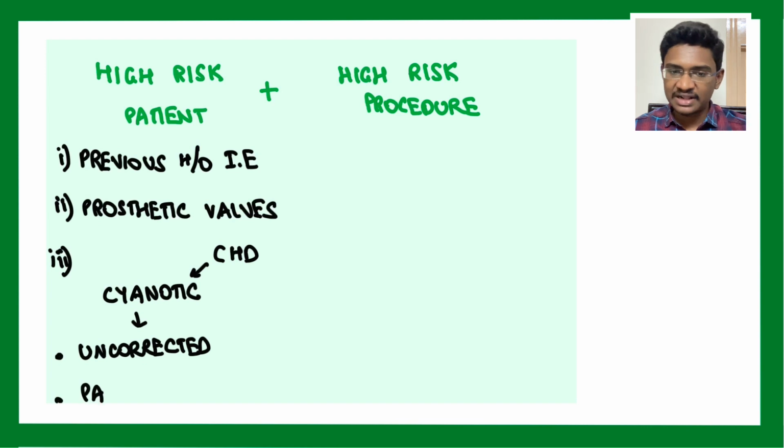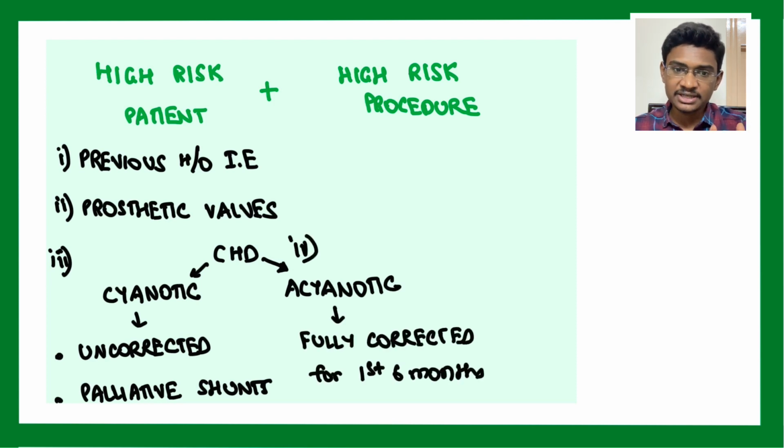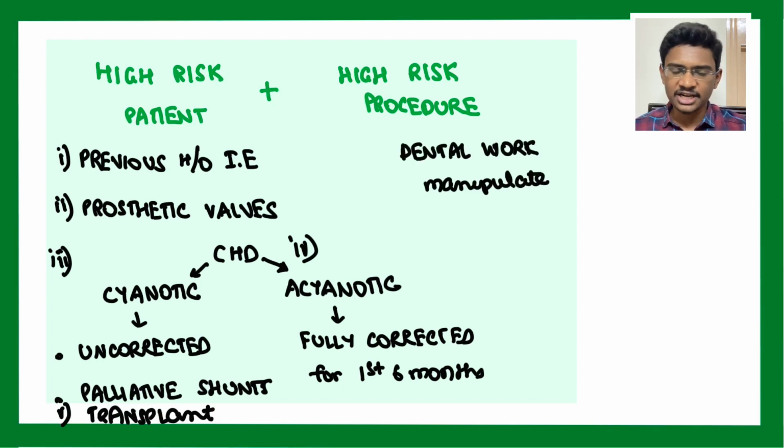Next is prosthetic valves. They need prophylaxis. Next is congenital heart disease. If it is cyanotic, and it is uncorrected or partially corrected, they need prophylaxis. Usually acyanotic heart disease doesn't need prophylaxis. Even in ASD, after patch closure, during the first 6 months they will need prophylaxis, but after that they won't. Any history of cardiac transplant, all these are the high risk patients.